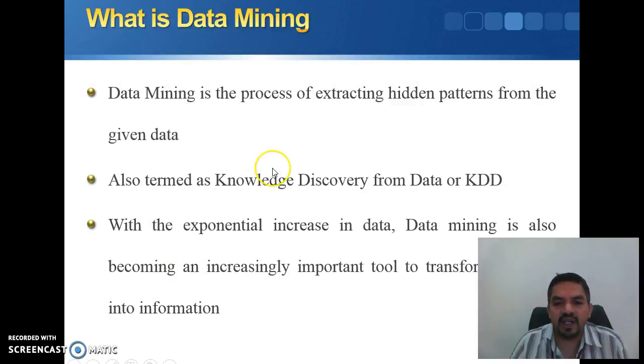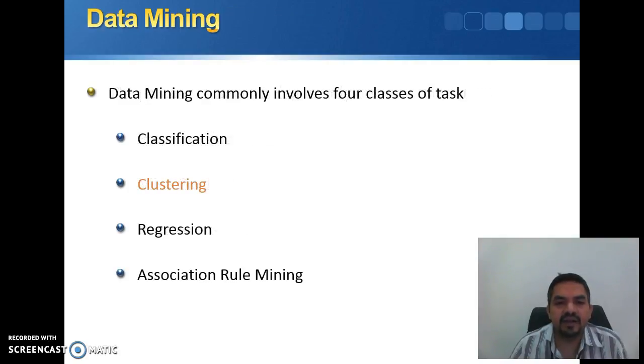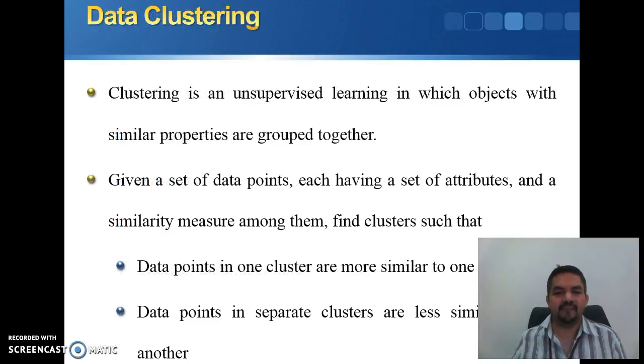Now, about data mining. Data mining is the process of extracting hidden patterns from the given data, also termed KDD, knowledge discovery from data. With the exponential increase in data, data mining is becoming a very important tool to transform data into information. Normally data mining involves three steps: pre-processing of the raw data, mining the data, and then interpreting the results. Data mining commonly involves four classes of tasks: classification, clustering, regression, and association rule mining.